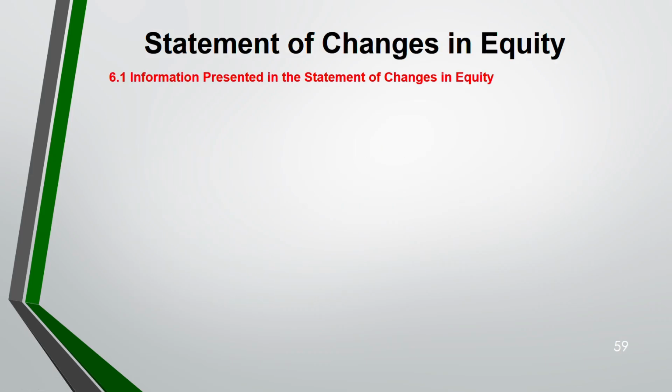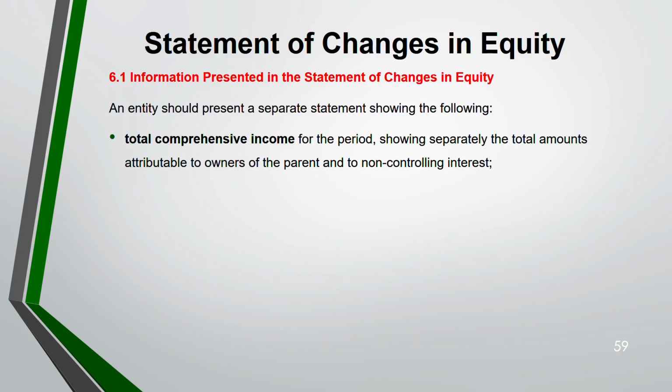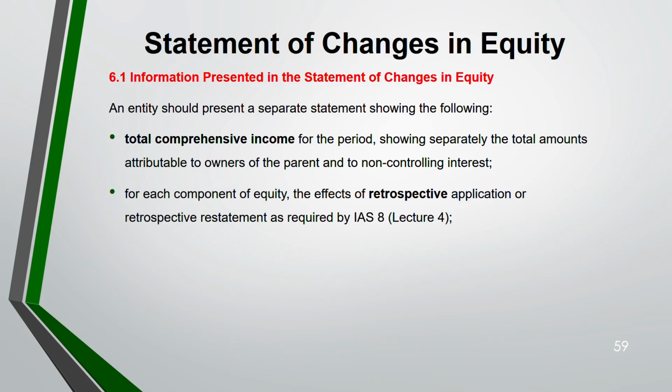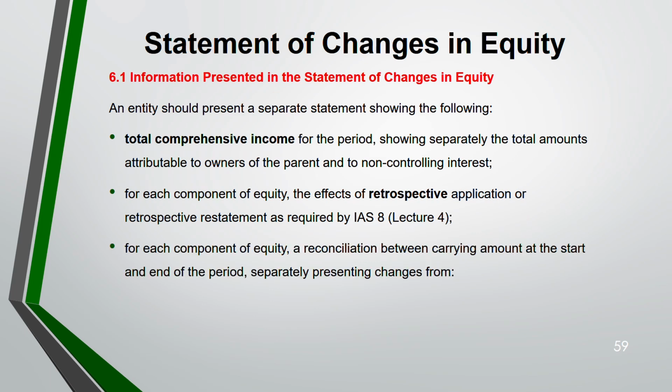Next is the statement of changes in equity. In this we are going to first go through the information that is presented in the statement. An entity should present a separate statement showing the following. First, total comprehensive income for the period, showing separately the total amounts that go to parent and NCI. Next, for each component of equity, the effect of retrospective application or retrospective restatement as required by IAS 8. IAS 8 is your next topic that I'm going to cover in lecture 4. What is the meaning of retrospective? We'll see a little bit later.